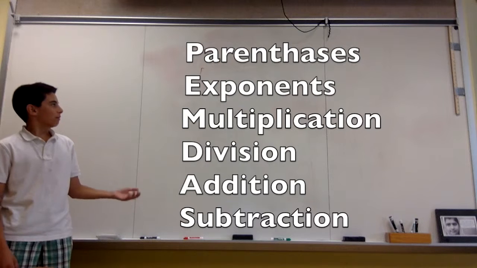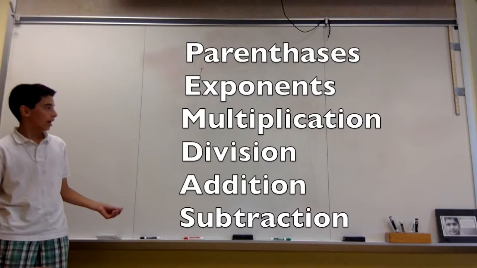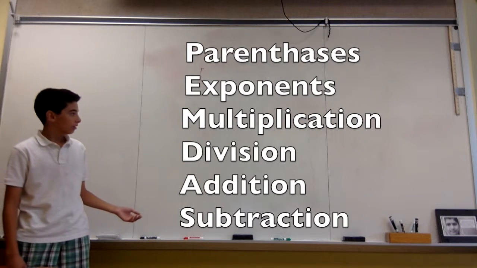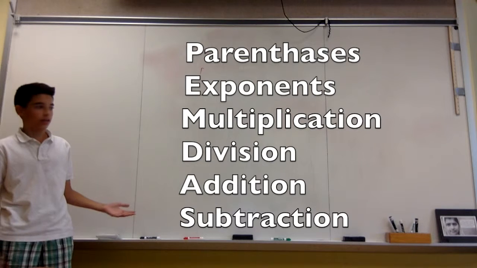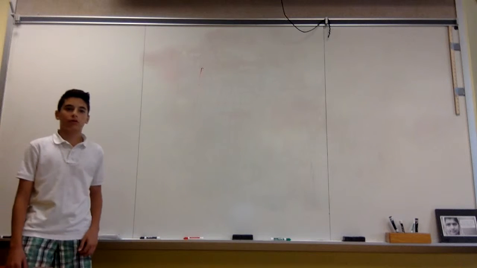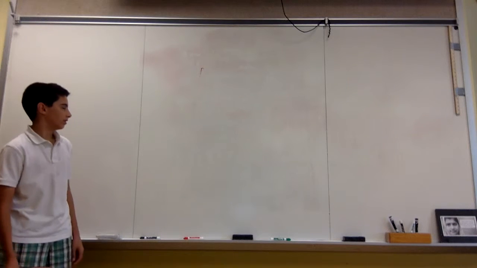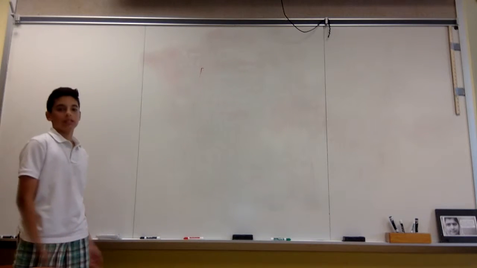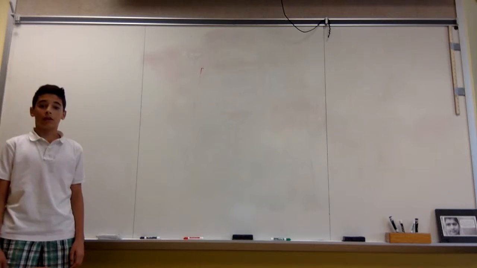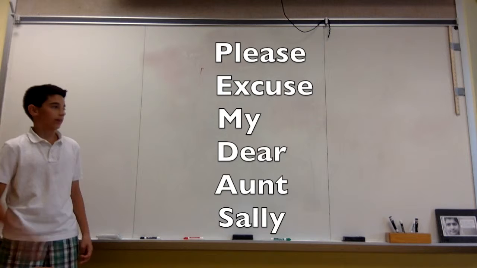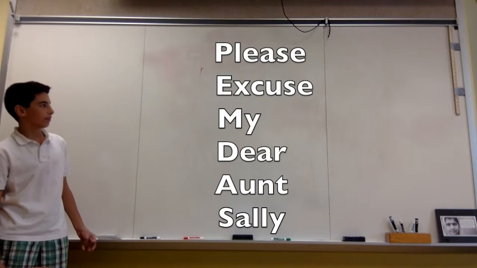The order is P for parentheses, E for exponents, M for multiplication, D for division, and then A for addition, and S for subtraction. For multiplication and division, since they're generally the same, you don't have to go in that exact order. The same thing applies for addition and subtraction. And another way that you can remember it is by this: Please excuse my dear Aunt Sally.